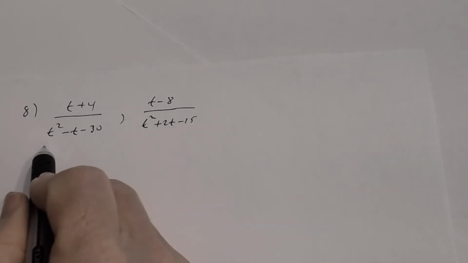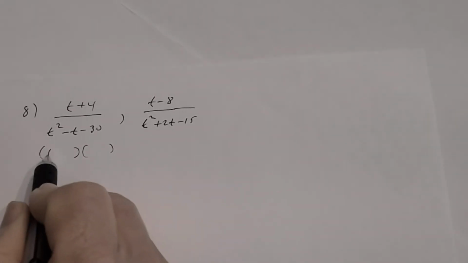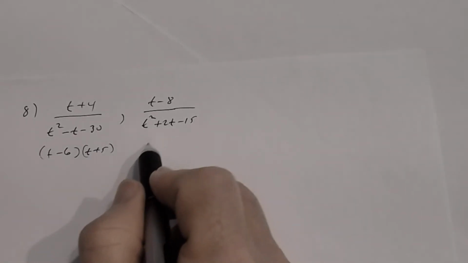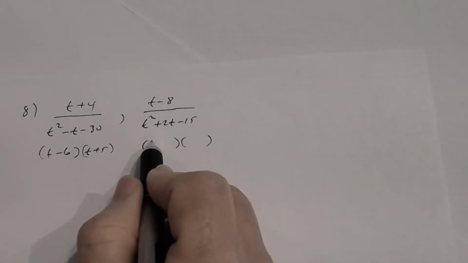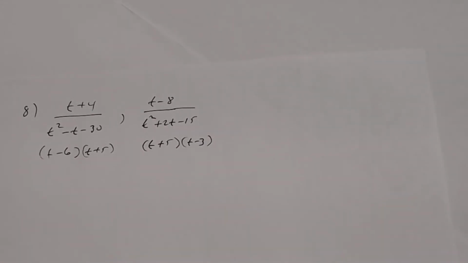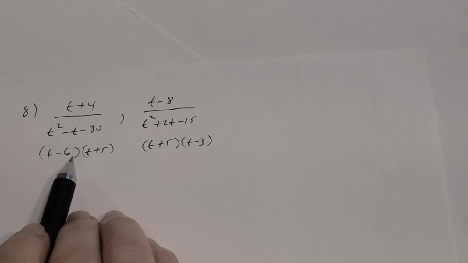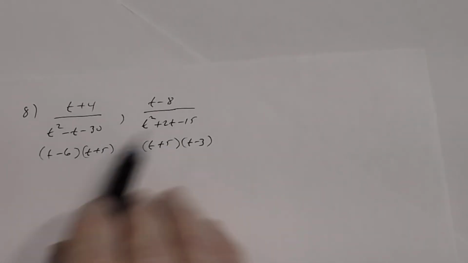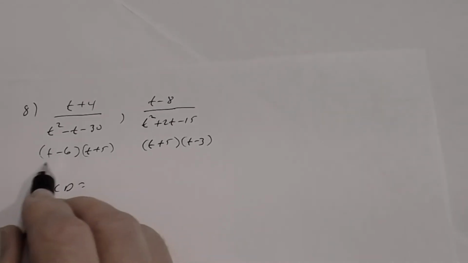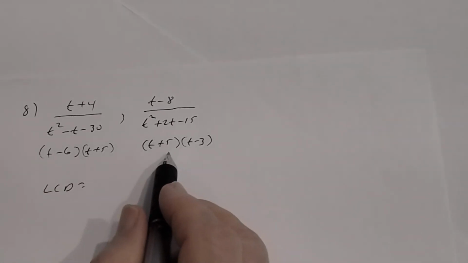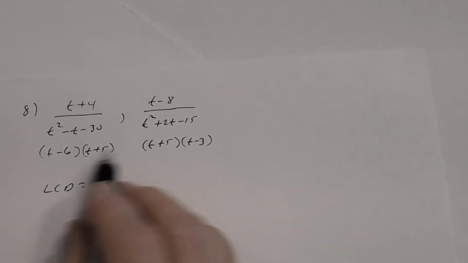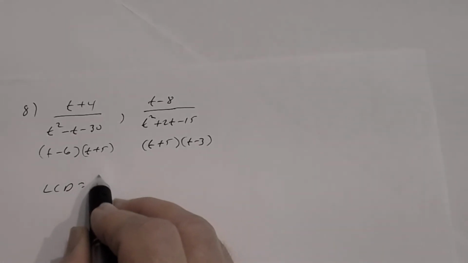So when we factor the denominators, I'm going to get t minus 6 times t plus 5. Over here, that's going to be t plus 5 times t minus 3. And now I've got to find the least common denominator of those two fractions. Your least common denominator will be every factor you see. So you're trying to find the least common multiple of those two denominators.